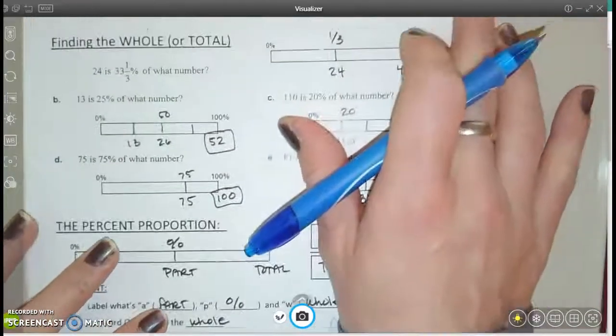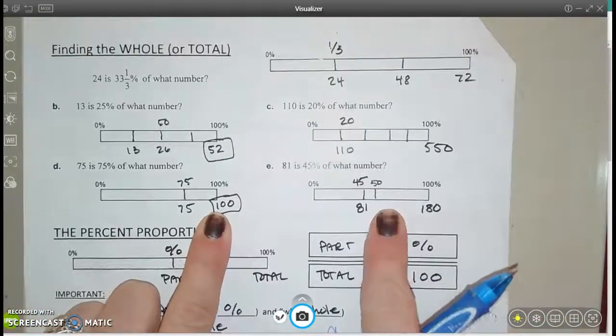All right, let's check these two. So we are supposed to come back and finish these two as well.